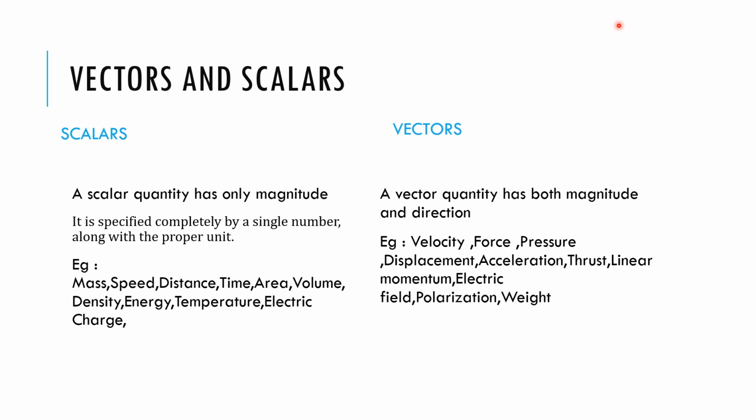What about scalar? A scalar quantity has only magnitude, that means only a value. Magnitude means it is specified completely by a single number along with a proper unit. So what are the examples of scalars? Mass, speed, distance, time, area, volume, density, energy, temperature, electric charge, etc. For these physical quantities, we can only specify the magnitude, no direction.